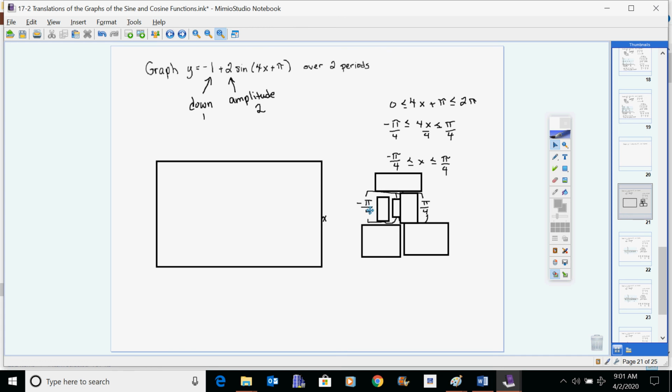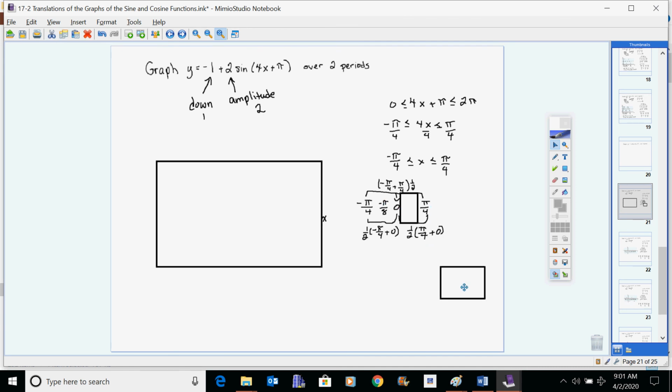So we need to find the middle. So -pi/4 plus pi/4 times 1/2 gives you 0. There's your middle. Negative a fourth pi plus 0 times a half would give you negative pi over 8. 0 plus pi over 4 times a half would give you pi over 8.